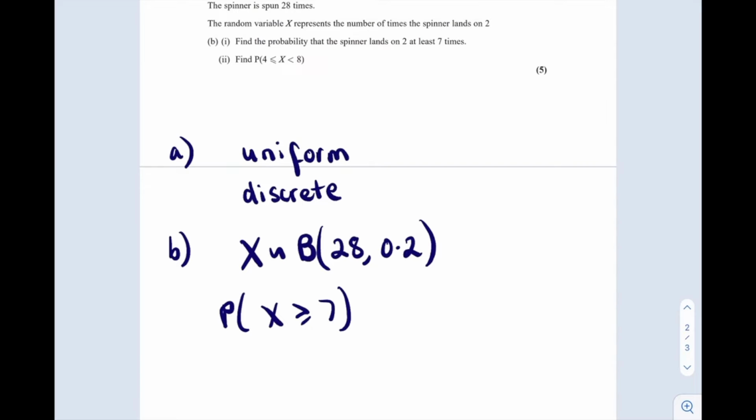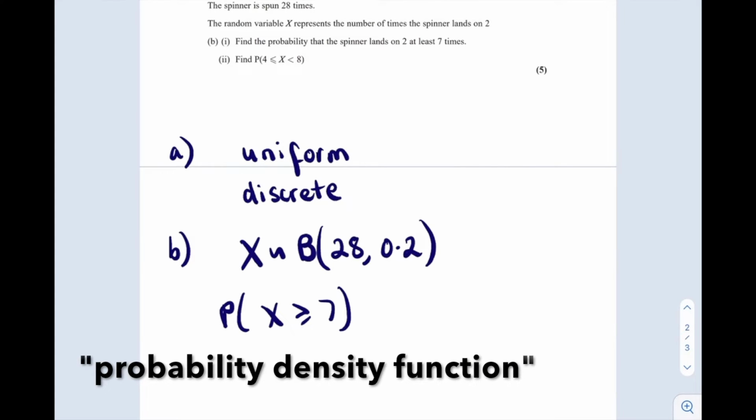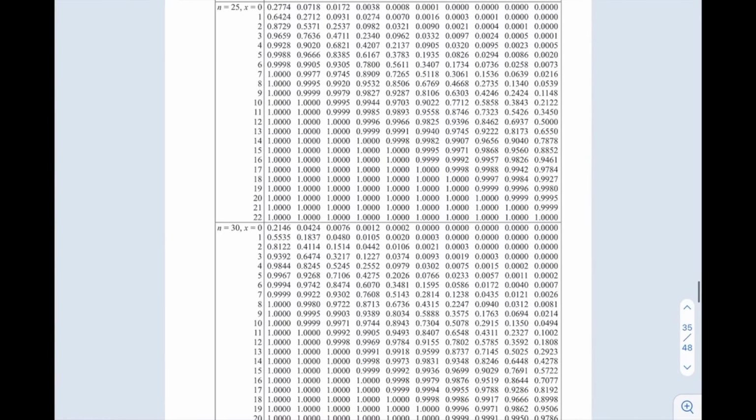Okay, so these are cumulative probabilities. I'm not looking for the probability that x equals 7. That's just an individual probability, so we'd use a probability distribution function for that. We're looking for the probability that x is greater than or equal to 7, so we need to use a cumulative distribution function. Now you could use the formula booklet. I'll just show you in here.